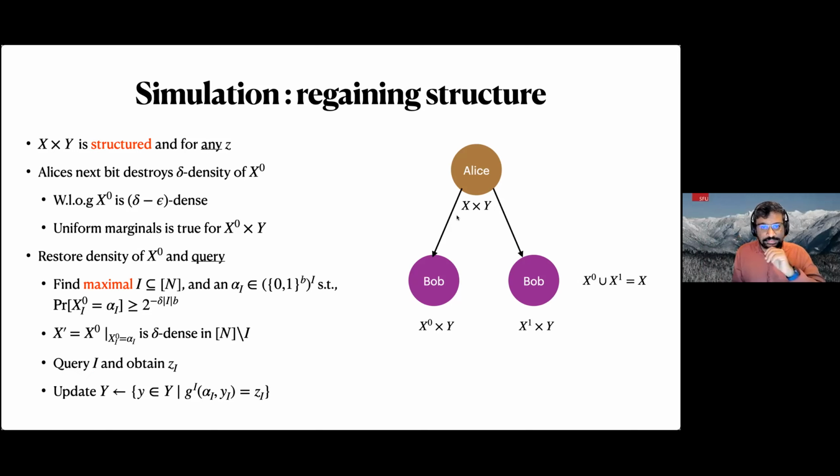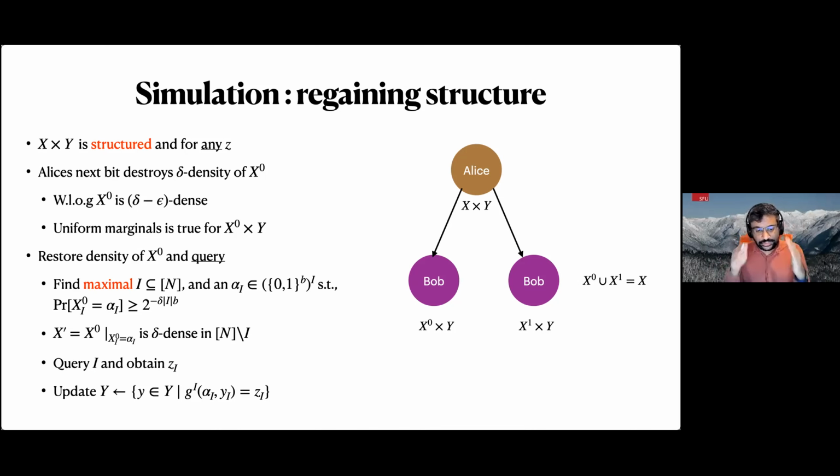So we consider this example: the node where Alice speaks, and based on the communication of Alice, x gets split into x0 and x1. So x was delta dense, and it could be that x0 is not delta dense. But we can still assume that it's considerably dense. Uniform marginals are still true, but it's not delta dense. We would like to move from a structured rectangle into another structured rectangle, so we don't want to lose the structure. So we want to restore density. To restore density, we are going to use querying.